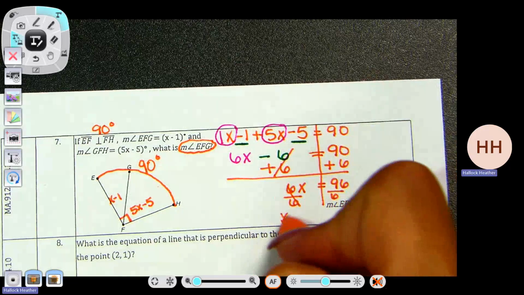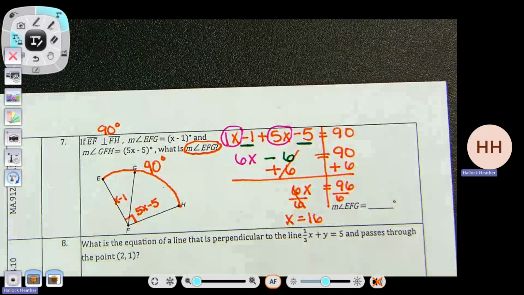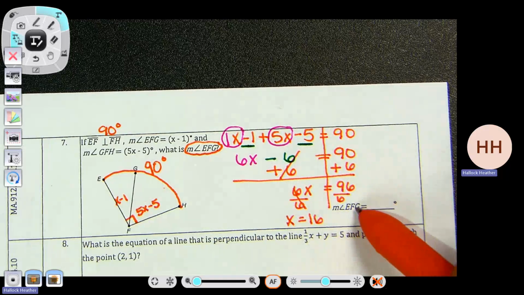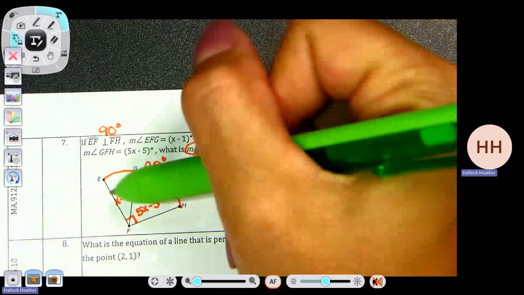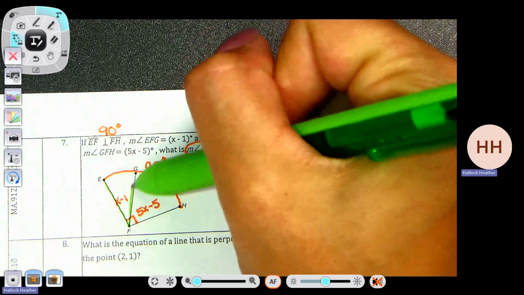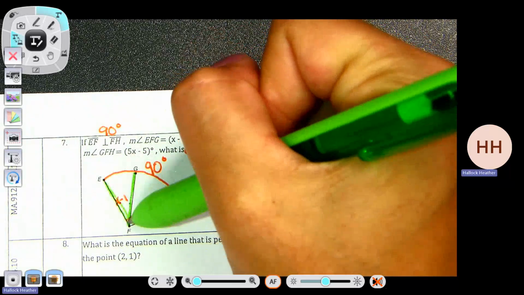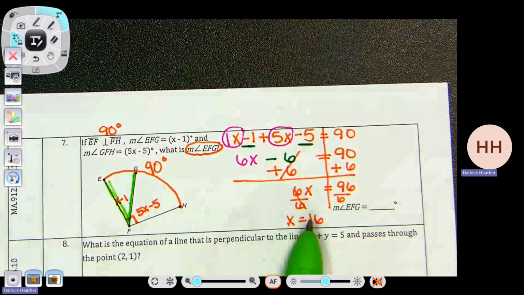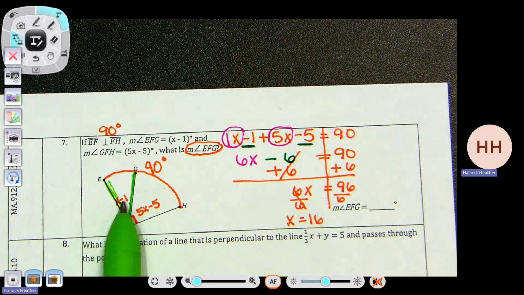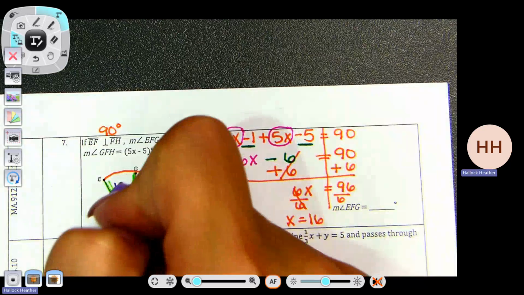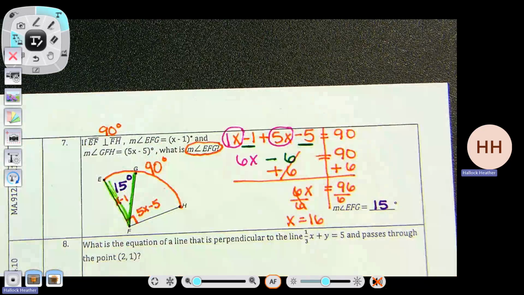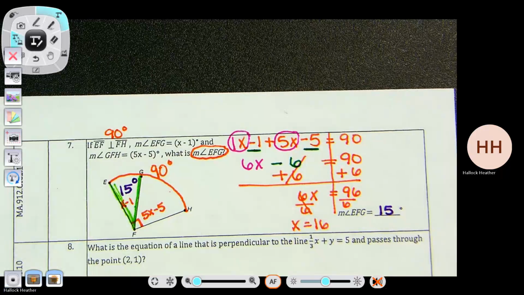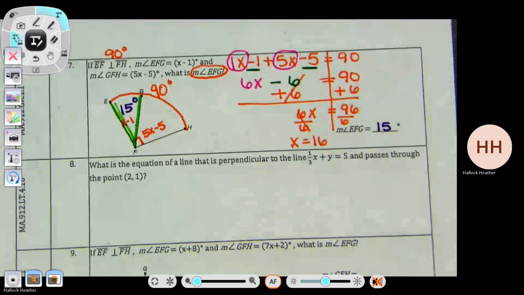So x equals 16. Then I substitute it back in because I need to find EFG. EFG is this slice of phi. So I'm plugging it back in. If x is 16, 16 minus 1 makes a total of 15. So your small angle is 15 degrees.